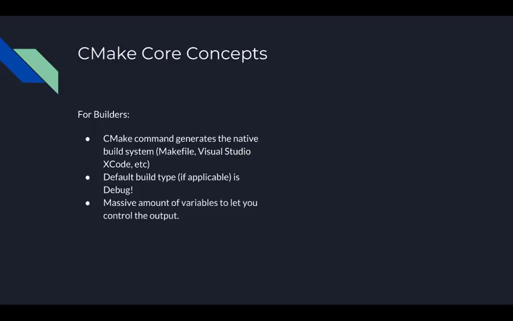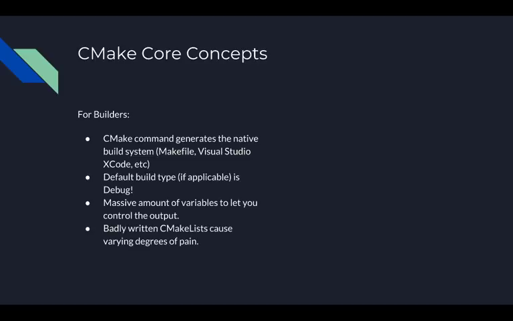There are a massive amount of variables inside CMake to let you control the actual output. So you can tell it what folder you'd like it to install to, the simple stuff, what build type, what arguments you'd like to pass to the compiler, what arguments you'd like to pass to the compiler if it's going to be an executable, or if it's going to be a library, what arguments to pass to the linker. It just goes on and on and on. And it's all very well documented, fortunately. CMake has very good documentation.